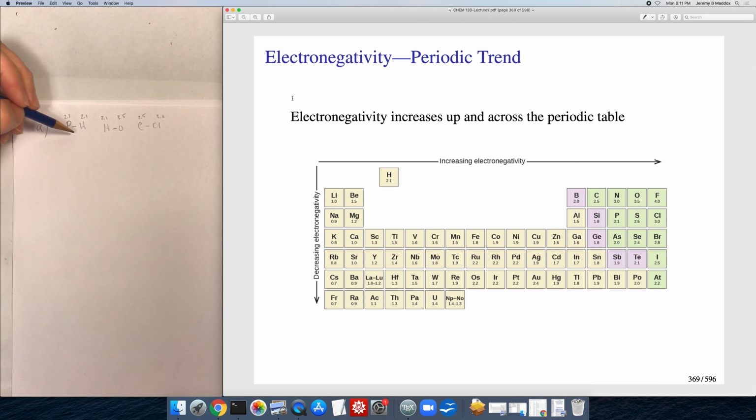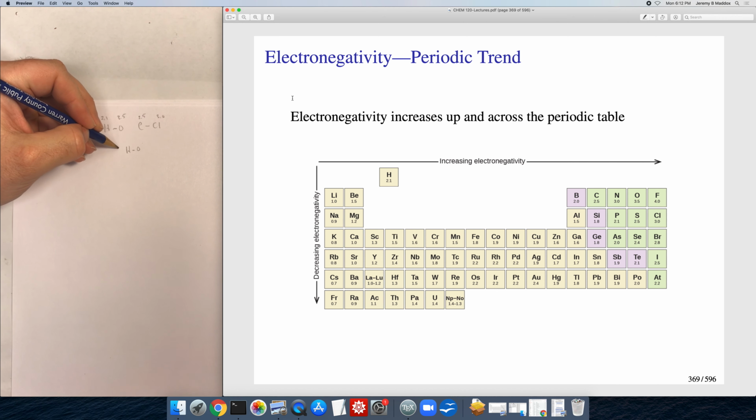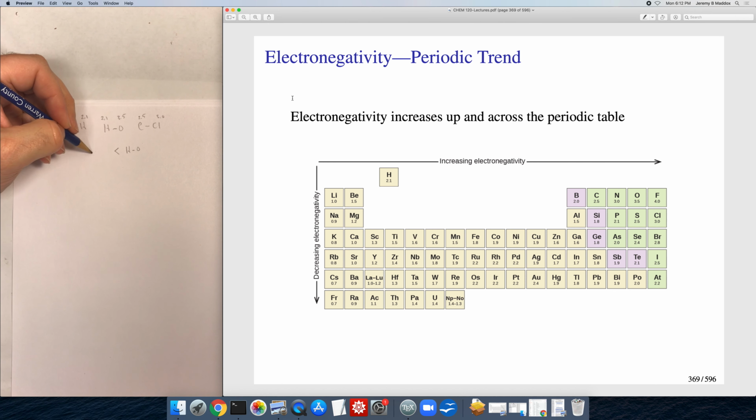So looking at the phosphorus-hydrogen bond, we see that the two atoms have the same electronegativity, which means there's not a big difference between them. So this is a relatively nonpolar bond. The difference between the oxygen and the hydrogen is the largest, and so this is going to be the most polar bond, and the carbon-chlorine bond will be intermediate. So ranking these in order, the hydrogen-oxygen bond is the most polar. Then we have the carbon-chlorine, and then the phosphorus-hydrogen bond.